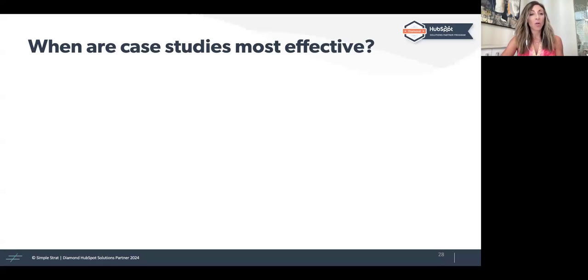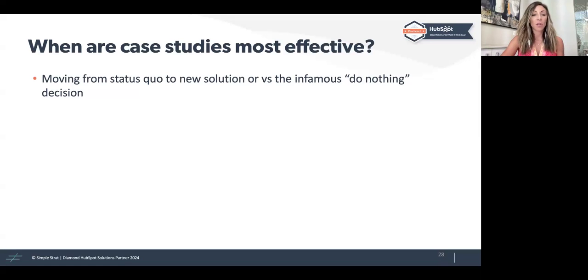So let's talk about when case studies should be used and how to be most effective with putting them into place. So moving from status quo, and status quo is really that things are okay, things might be a little painful, but I'm not ready to go to the ER yet. And so you need help moving that person from the status quo, or what we call the infamous do nothing decision, and moving them to take that next step.